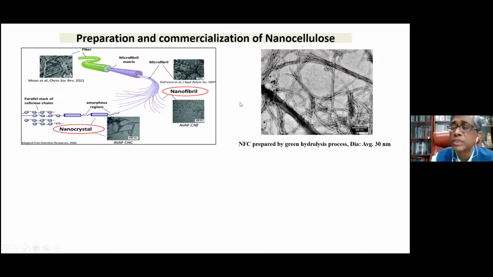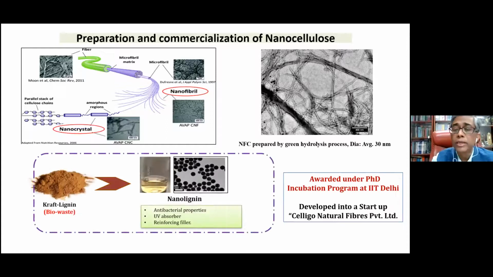There are procedures available using acid-based technology, alkali-based technology to take the lignin out of the fibers, and then they take out the cellulose part and all that. So we are doing it by a green process. We do not use any acid method. This has been developed by one of my PhD students, and you can see that we have developed both for nanocellulose and nanolignin.